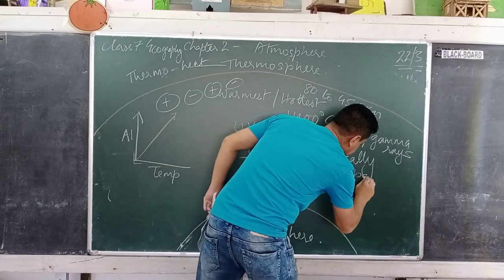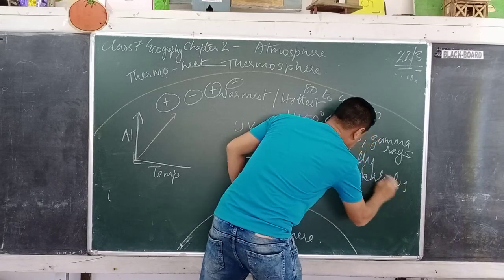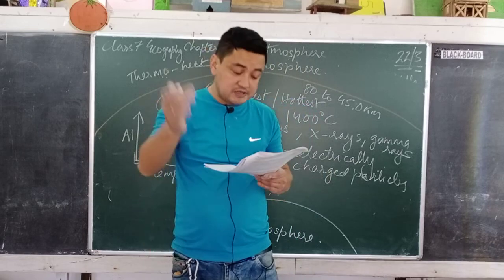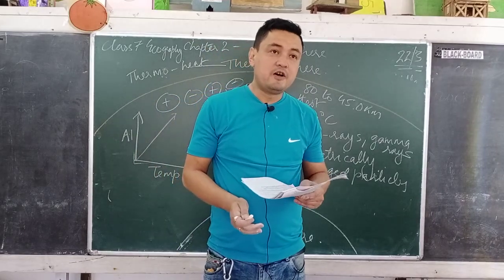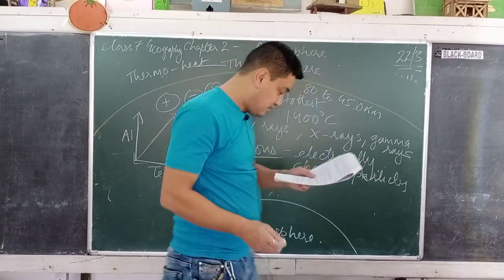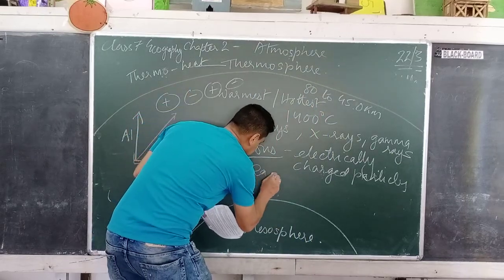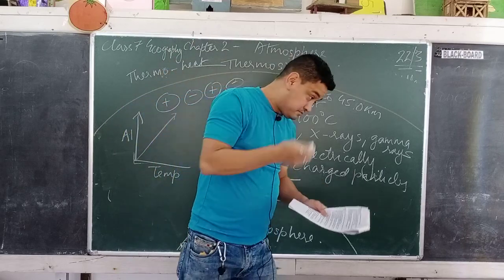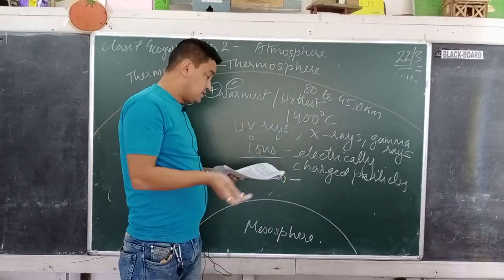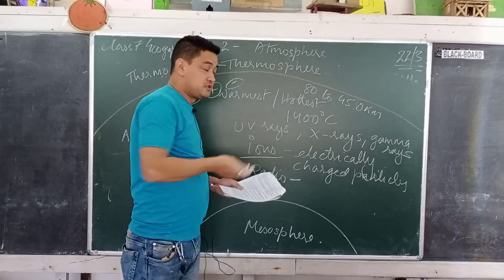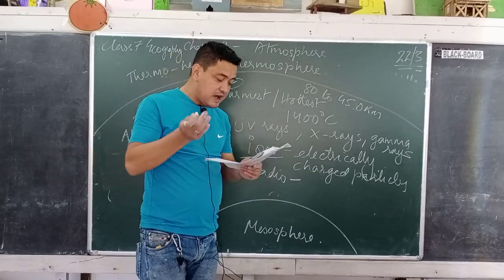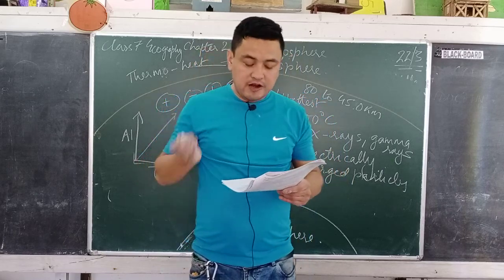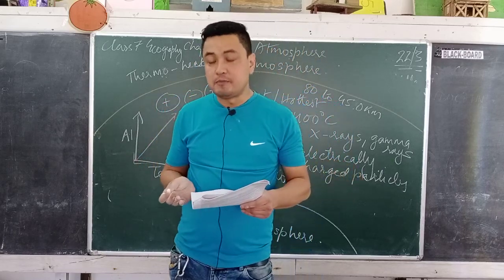Charged particles are called ions. And these ions are the reason why we have radio transmission. Radio transmission is basically due to these ions present in the thermosphere. These ions reflect radio waves back to the Earth and enable radio broadcasts and wireless communication.